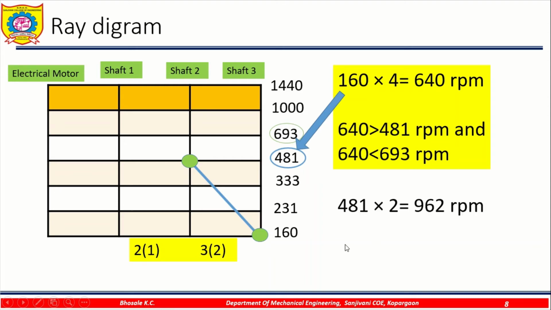Then in the second stage also, normally the second restriction is that we can increase the speed by 2 times. So we multiply 481 by 2, that is 962 rpm.